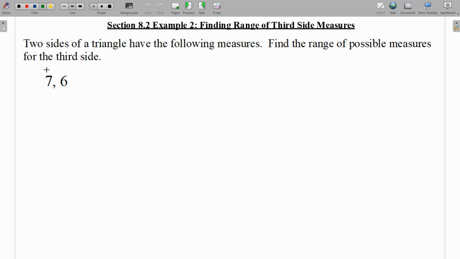So what I'm going to do here is label A as 7 and B as 6. And what we're looking for is C. So we have three criteria that tell us how we should have triangles. The sum of A and B has to be greater than C. The second criteria that needs to be met is that the sum of side lengths B and C has to be greater than A. And then the third criteria is that the sum of A and C must be greater than B.